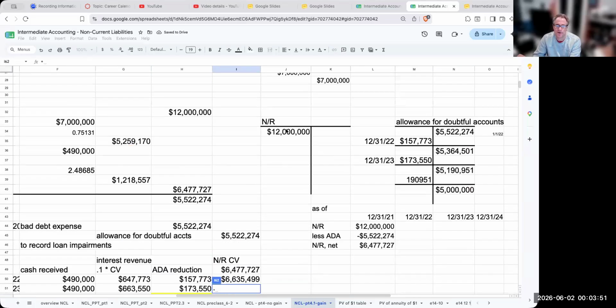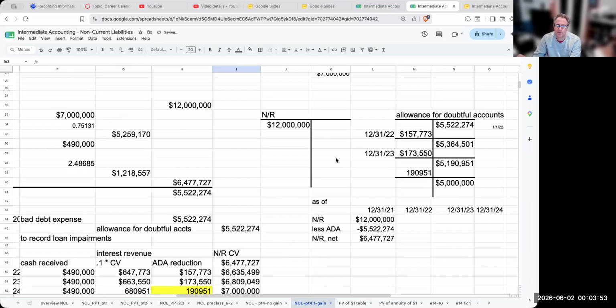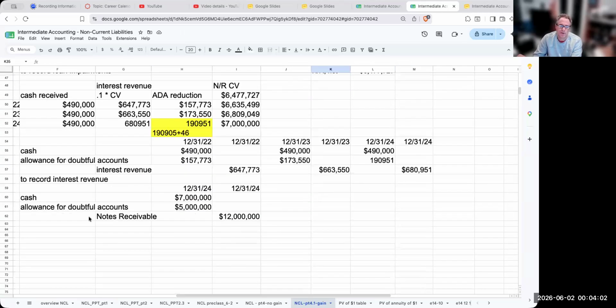And then over here, my note receivable would be at 12 million, right? So debiting allowance is going to bring that amount down to zero. I'm crediting the note receivable. That will also go down to zero. So right over here, payment.